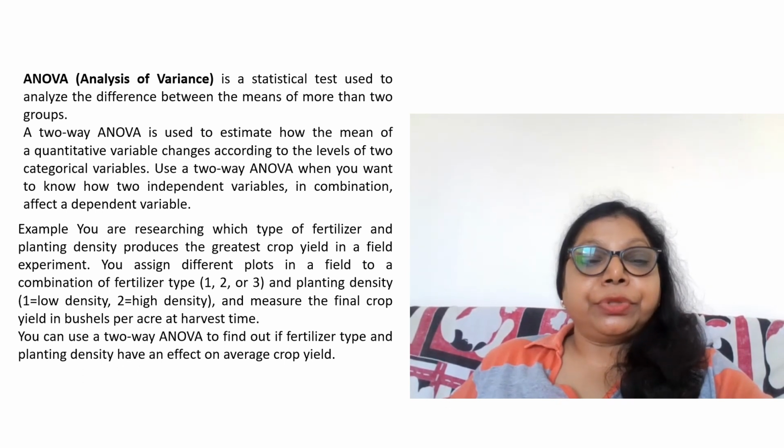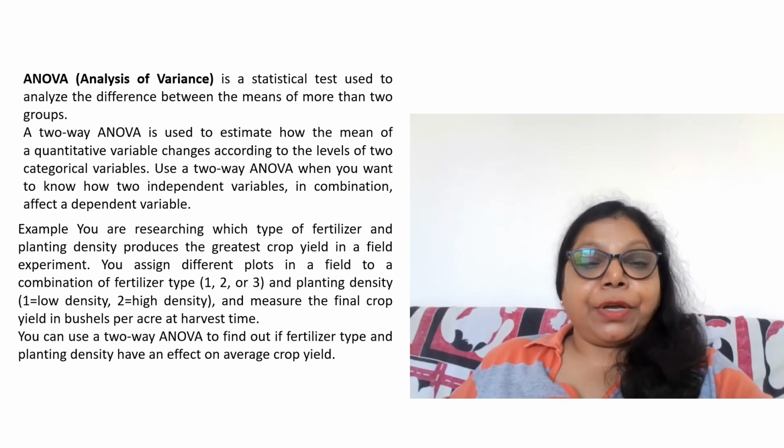That is one, two, three. That means we have three types of fertilizers. And planting density, we have two types of planting density. One is low density. The second is the high density. And we want to measure the final crop yield in bushels per acre at harvest time.